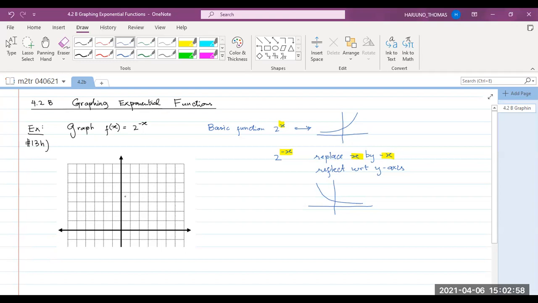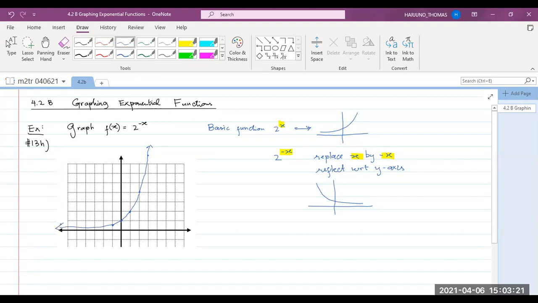So the y-intercept, the graph supposed to look like this. This is 2 to the x. This is what 2 to the x looks like.